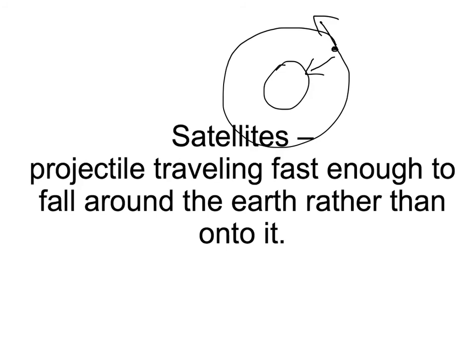The same thing is happening with the Earth around the Sun. Say this is the Earth and not a satellite now, and this is the Sun. The Earth is going fast enough in this direction to basically be pulled in a circle around the Sun. So that's what our planets are doing. This is called tangential velocity.